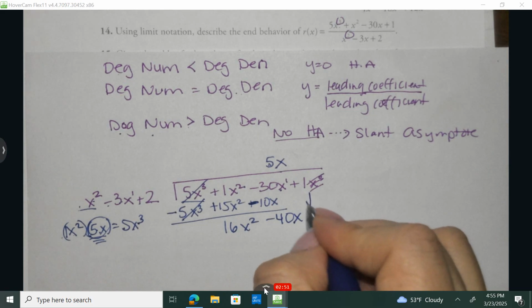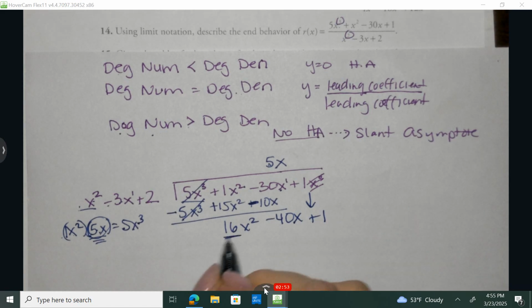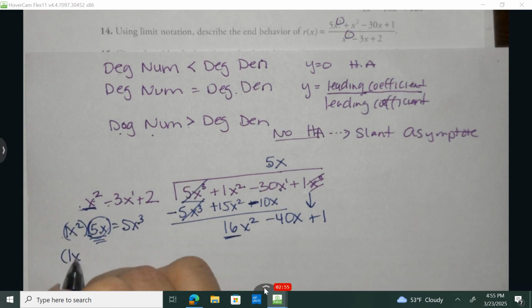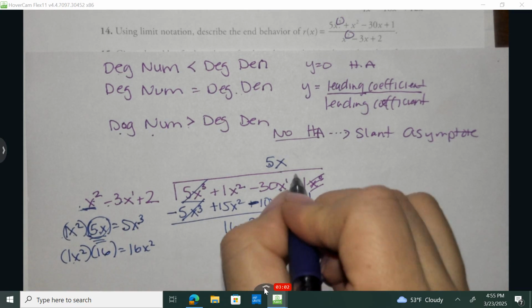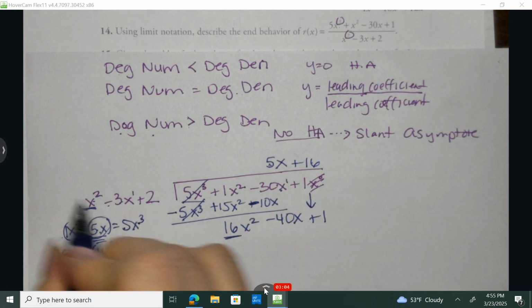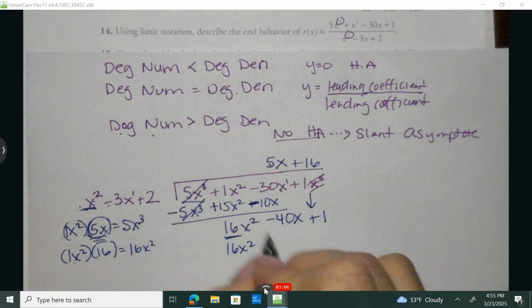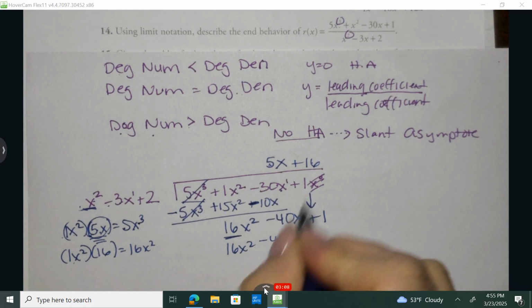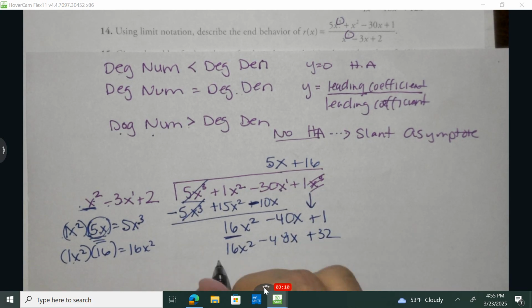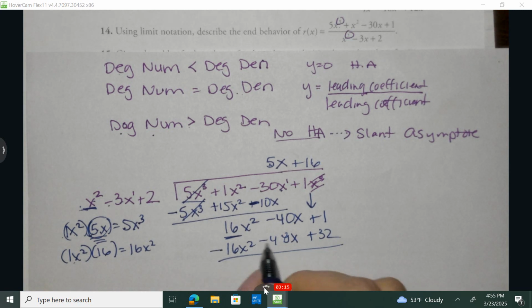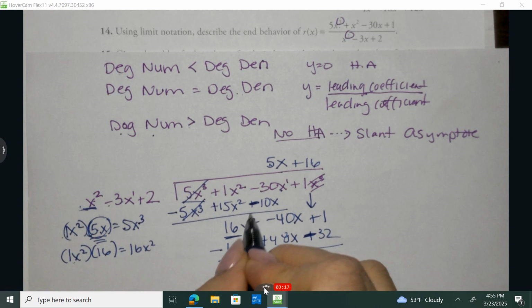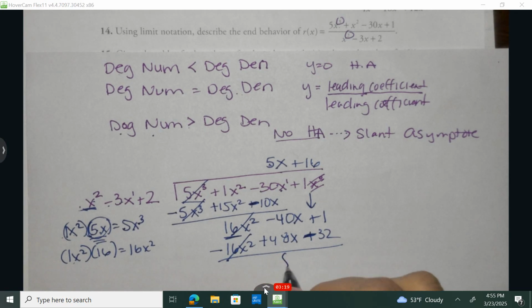Okay, we're ready to start again after we bring down the next number. So I'm underlining and underlining. I'm asking myself the exact same thing. 1x squared times what quantity is 16x squared? And the answer is 16. Okay, multiply: 16x squared, negative 48x, and a positive 32. And we change the sign of everything on the second row. It was positive, make it negative; make it positive, make it negative. Now combining, they cancel, and 8x, and this is going to be a negative 31.